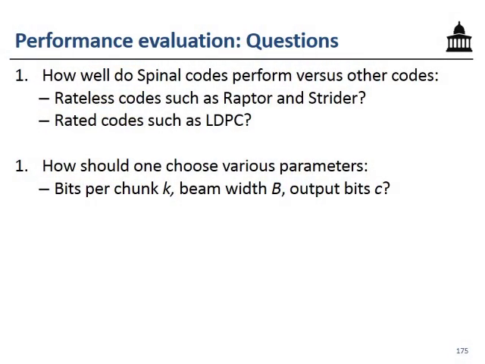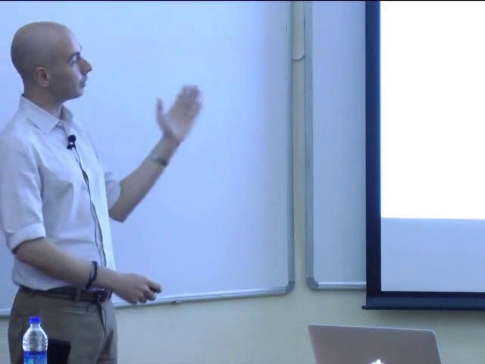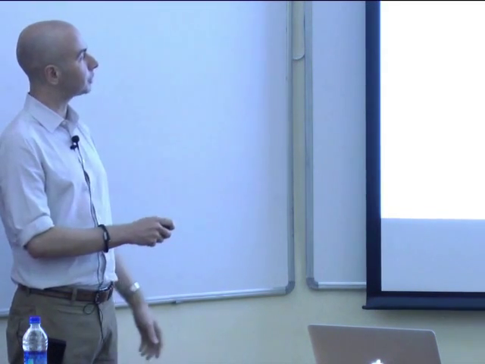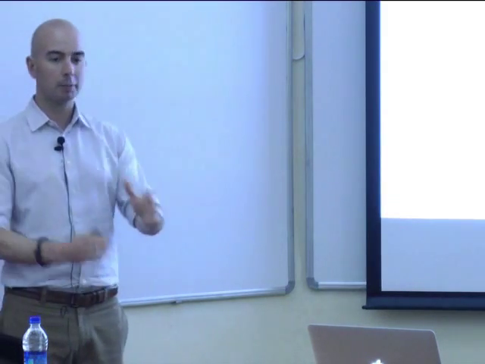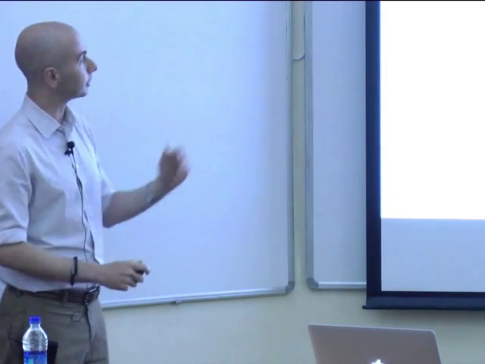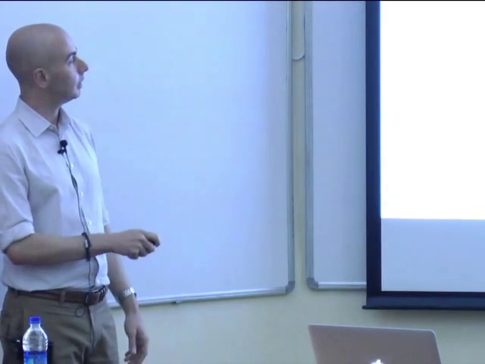Okay, so these questions they answer now came up before. How well are they doing against other codes, we want to know. How well are they doing against these two codes called Raptor and Strider? So Raptor codes are codes that are based on XORing random bits of data together in a clever way. And that's all I'll say about this. They're rateless. They're not rated, as I showed you before.